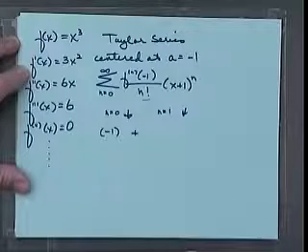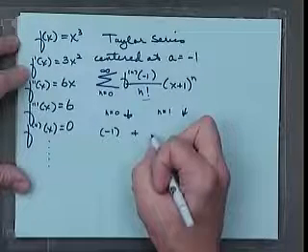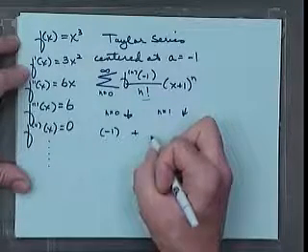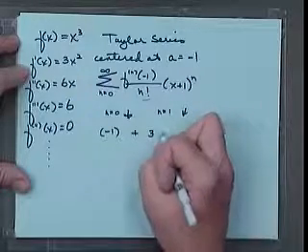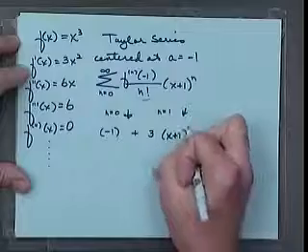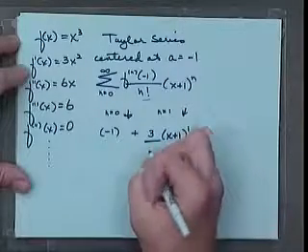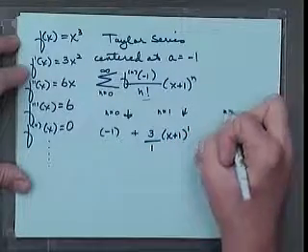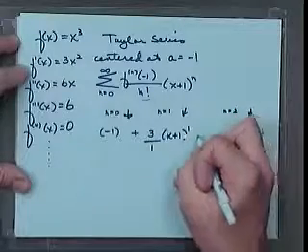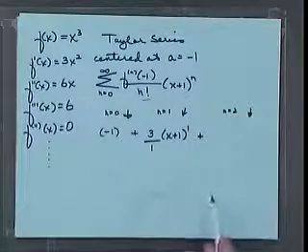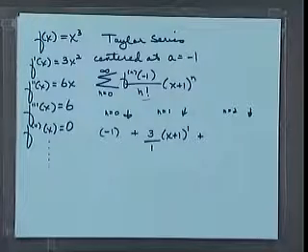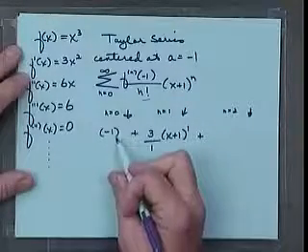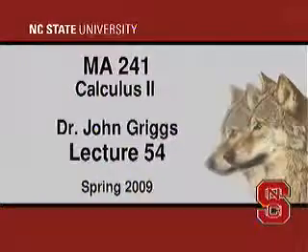When n is 1, we want the first derivative. So that'd be 3 times negative 1 squared, which would be 3, times x plus 1 to the 1 over 1 factorial. And you'll see what happens when we're done, and we've got kind of an internal check.